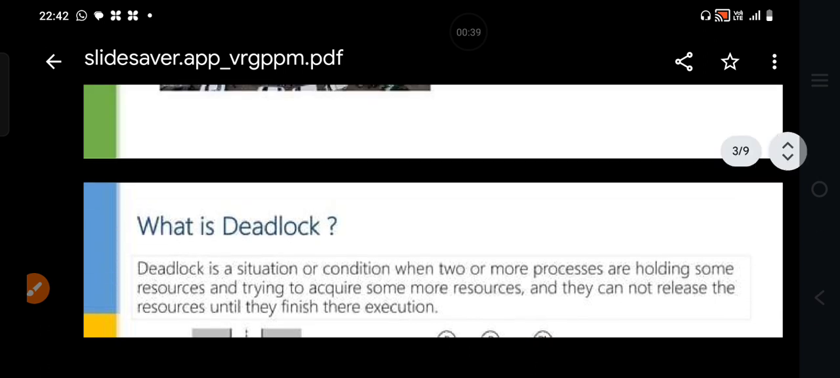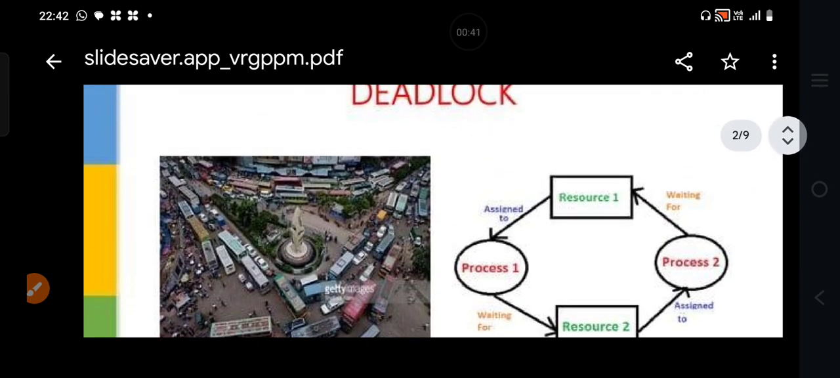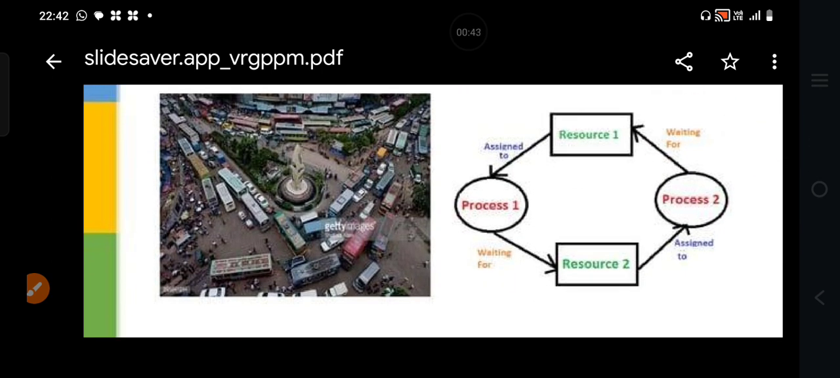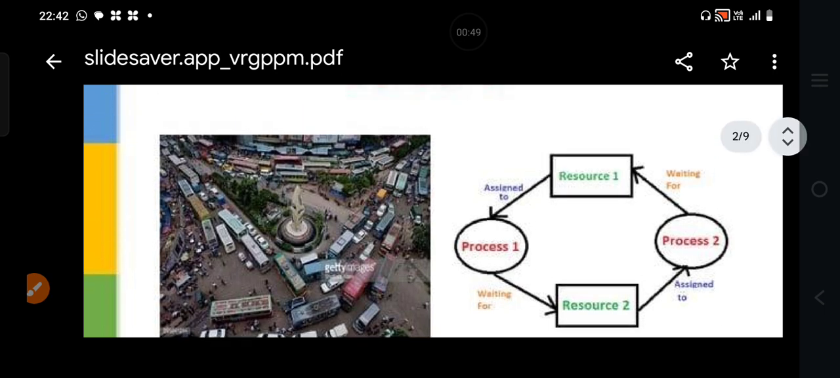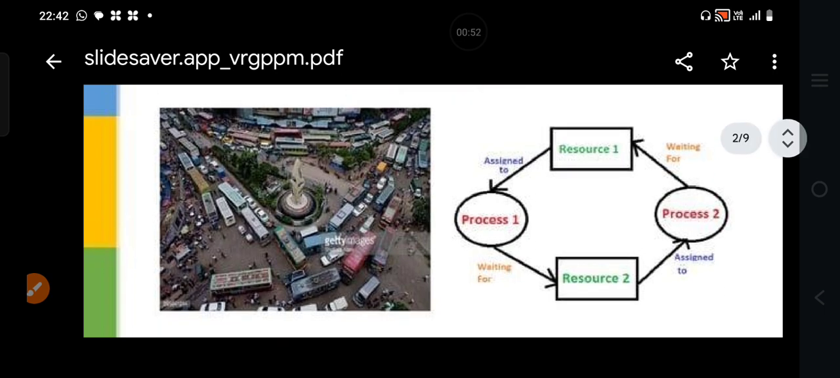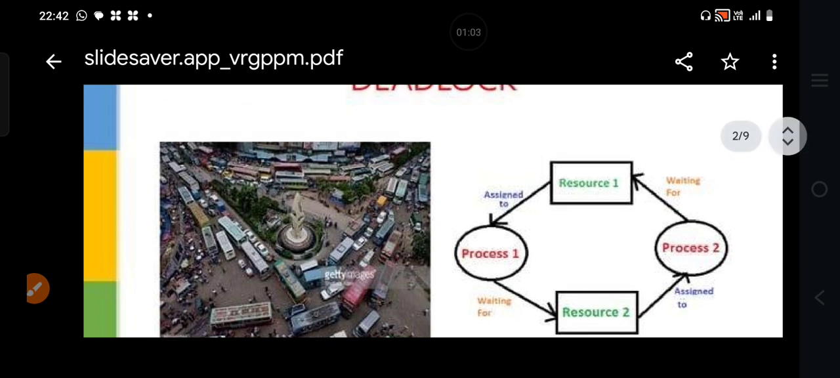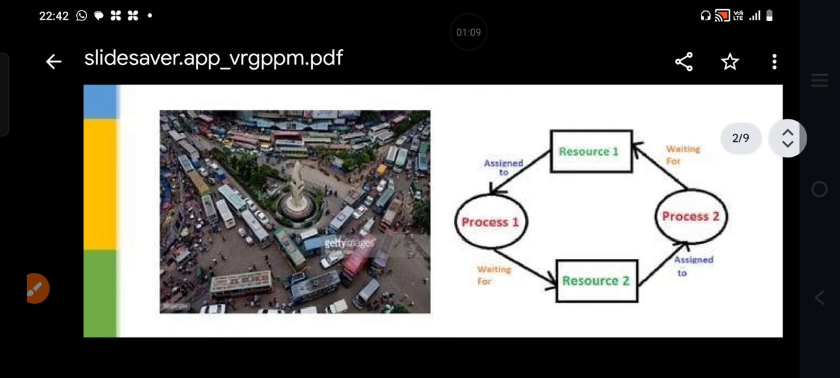Suppose let us assume one example. In this diagram, the processes are P1 and P2, and the resources are resource 1 and resource 2. If process P1 wants to complete its execution, it needs two resources, R1 and R2, and likewise process P2 needs resources R1 and R2 in order to complete its execution.